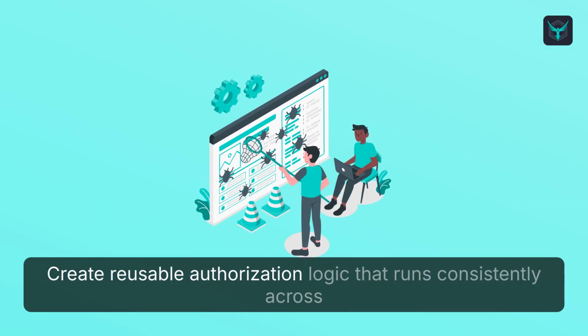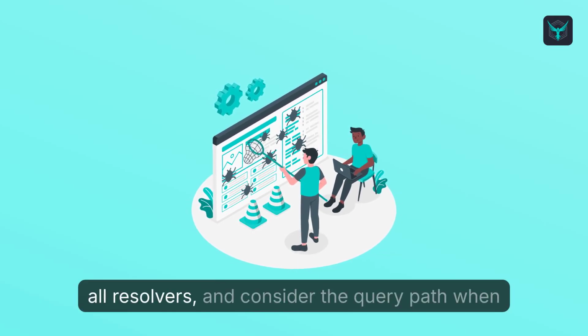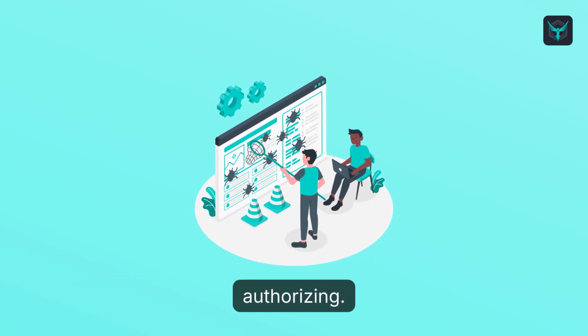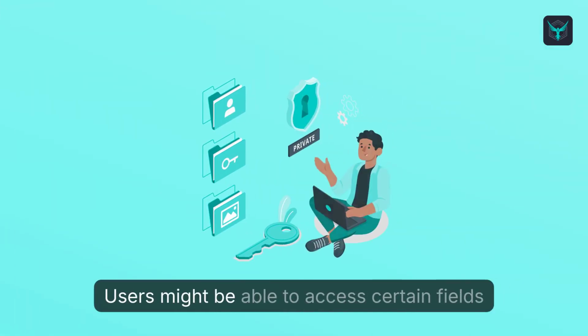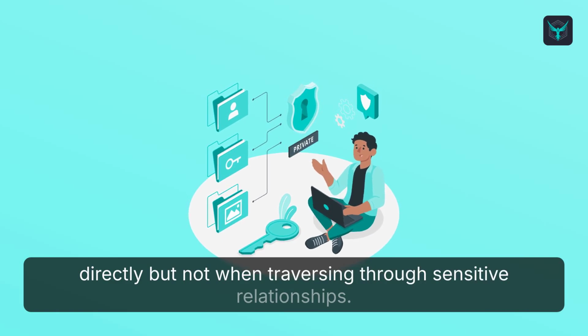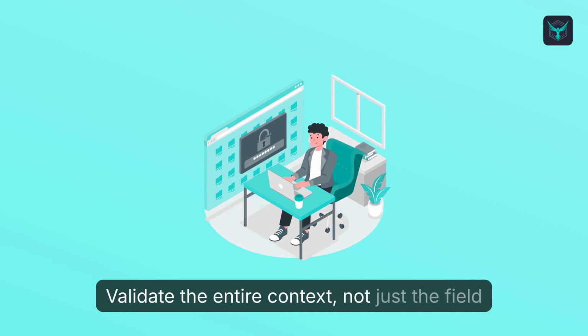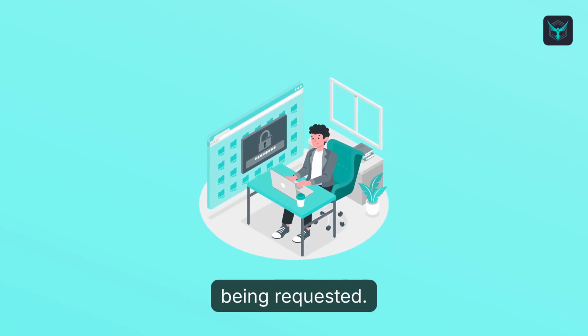Create reusable authorization logic that runs consistently across all resolvers, and consider the query path when authorizing. Users might be able to access certain fields directly, but not when traversing through sensitive relationships. Validate the entire context, not just the field being requested.